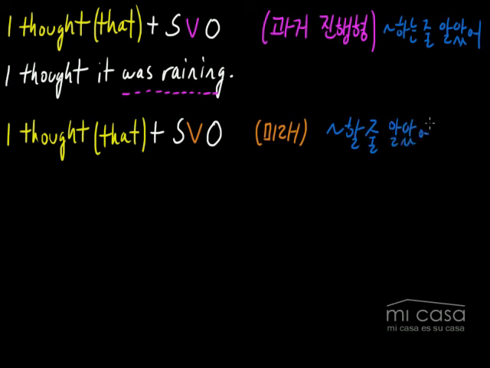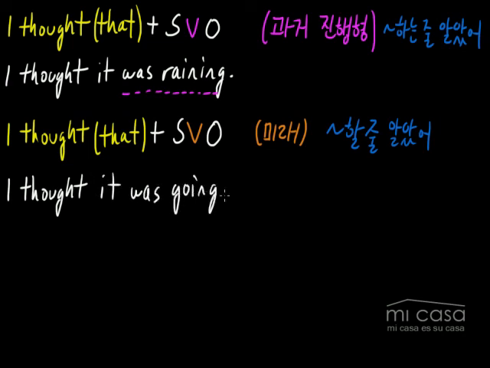알았어. But you have to be careful because the future tense that you use in this structure is a little bit different from the normal future tense. So you would say I thought it was going to rain. I thought that it was going to rain. So "it was going to rain" is just future tense. Let me underline that in orange. "It was going to do something" is one of the ways to say future tense.